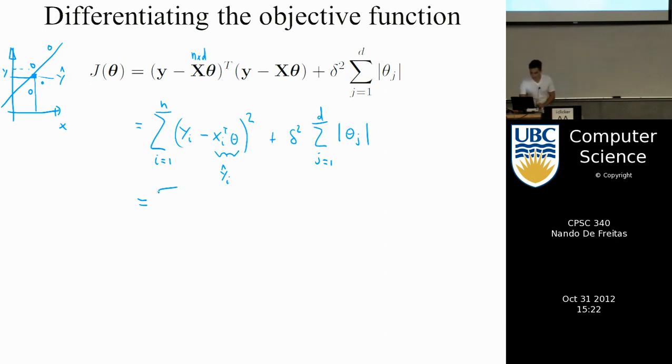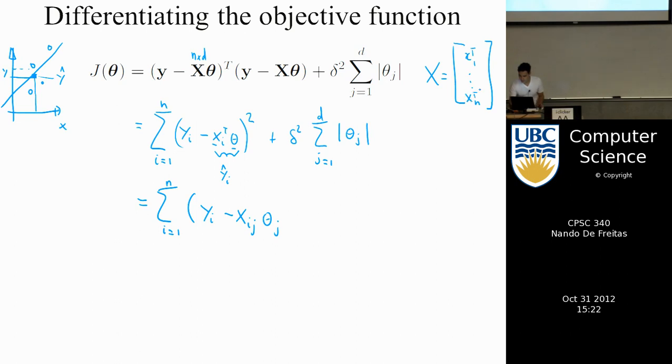Since I'm going to take the derivative with respect to the j term, I'm going to rewrite this slightly in the following form as yi minus xi j times theta j. So I'm going to extract the jth component. And recall that these are vectors. This is the matrix X, which has vectors x1 transpose all the way up to xn transpose. Each x transpose is 1 by d, and then theta is d by 1. There are d parameters, one for each dimension of x.